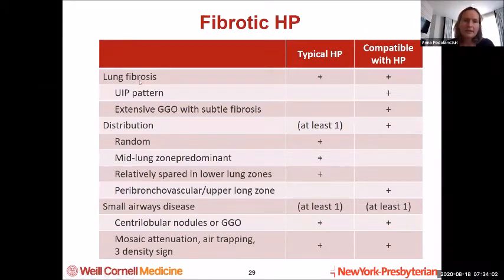Lung fibrosis means you're seeing reticular changes or coarse linear opacities that are typical of lung fibrosis. And the distribution may be random, it might be mid-lung zone predominant, or it might spare the lower lung zone. Again, this is to differentiate it from the UIP pattern that we see in IPF, which is lower lobe predominant and subpleural. That is a very specific finding that we see in IPF, and that is not typical of fibrotic HP. Although you sometimes can see a UIP pattern in fibrotic HP.